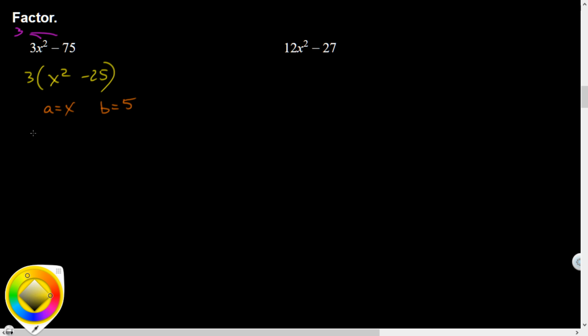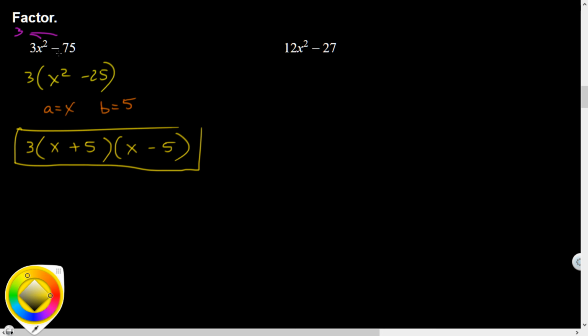So this 3 is still out front. Don't forget it. And I'm going to use the pattern. What is my pattern? A plus... Yeah, a plus b, a minus b. So x plus 5, x minus 5 factored. So this one, the only tricky part was I had to steal something first, and then the inside was factorable using my pattern.